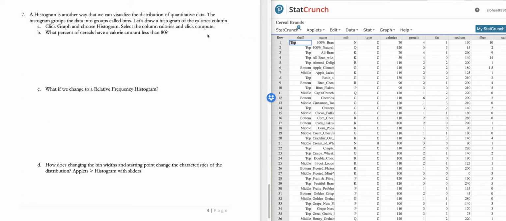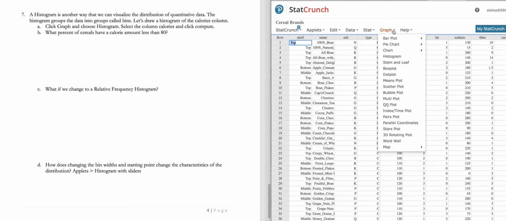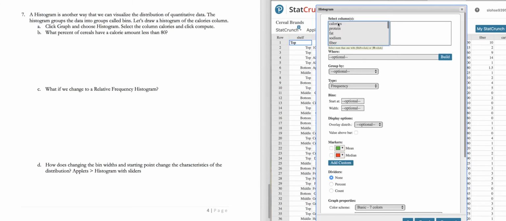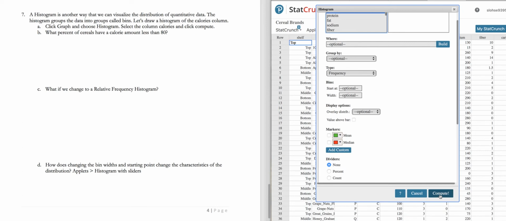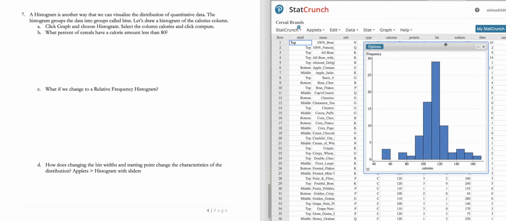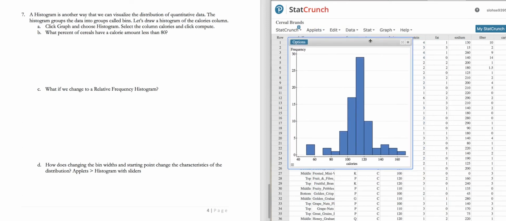So let's see, number 7 is asking us to draw a histogram again of that calorie column that we were just looking at in the dot plot. A histogram is another kind of graph, so that's where we're going to start. We'll pick histogram and the calorie column. For right now, I'm going to go ahead and just click compute. So this is a histogram.